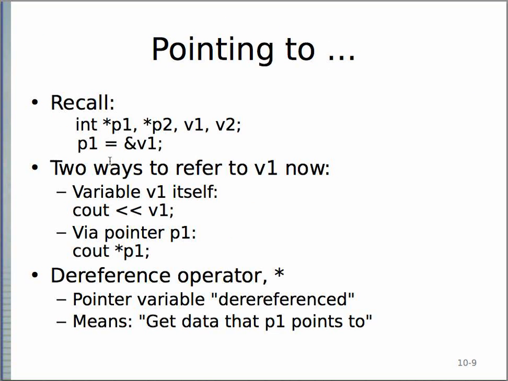Okay, so now if you have something like this, just like with references, there are two ways to refer to this variable v1. One is to say just v1, the other one is to say, oops, this is missing a less than, cout less than star p1. So we can refer to v1 via this pointer p1 or by the name v1 itself. This star is, as we mentioned before, the dereference operator. We're saying that the pointer variable is dereferenced. Or the way that I like to think about it is you're saying cout the data that p1 points to. Once again, we need an insertion operator right here.